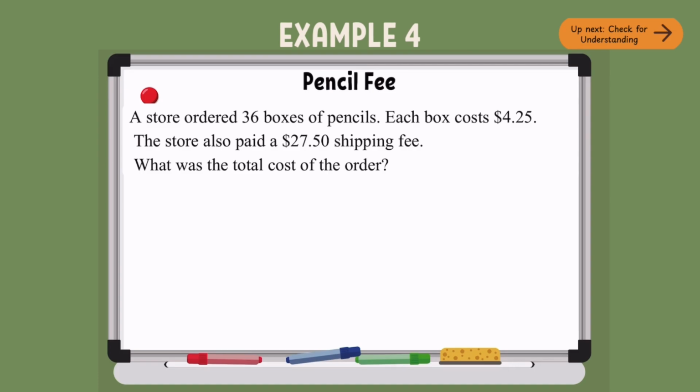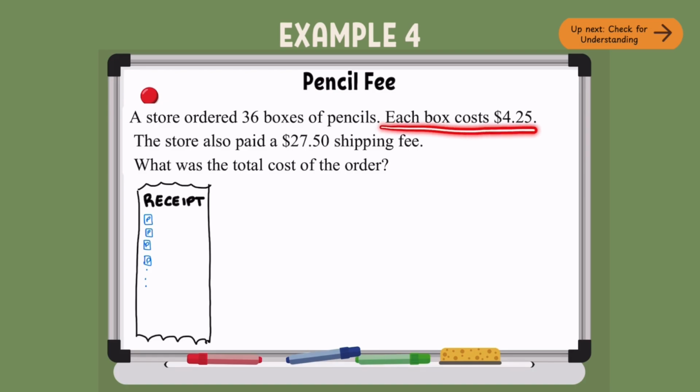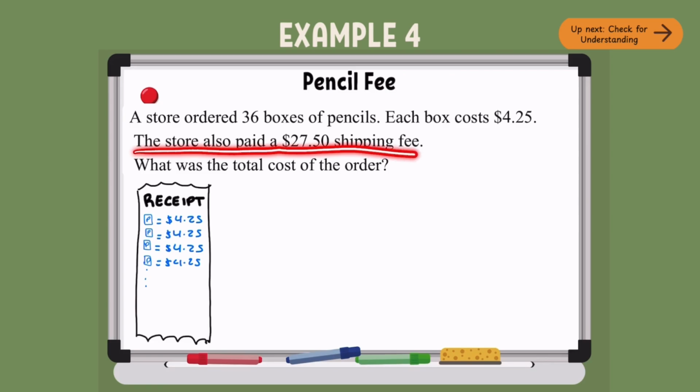Last but not least, the pencil fee. A store ordered 36 boxes of pencils. Each box cost $4.25. The store also paid a $27.50 shipping fee. What was the total cost of the order? So first, let's imagine a store ordering 36 boxes of pencils. I'm not drawing 36, but I'm going to draw 4 boxes that each cost $4.25. We know that there is more. The store also paid a $27.50 shipping fee, so we're also going to add that on to the receipt.